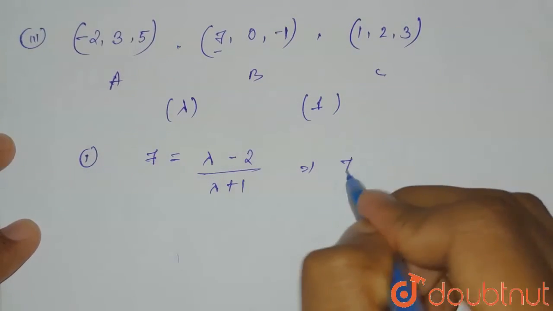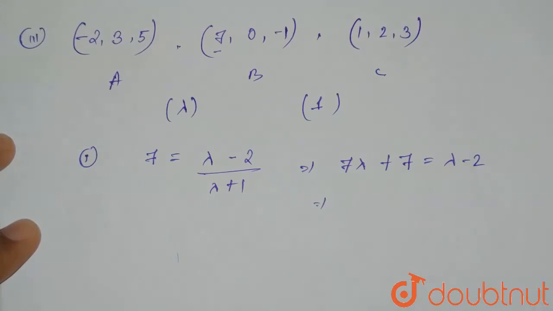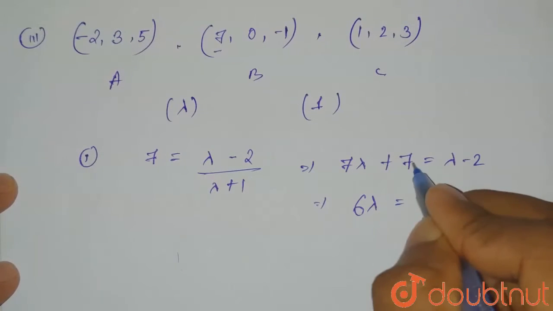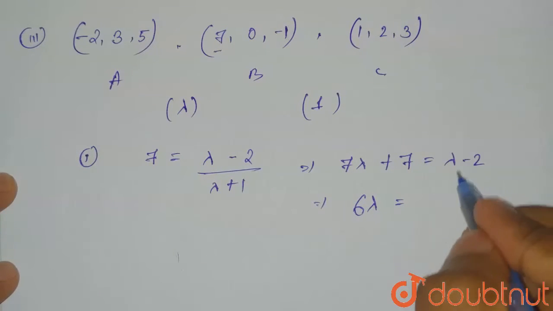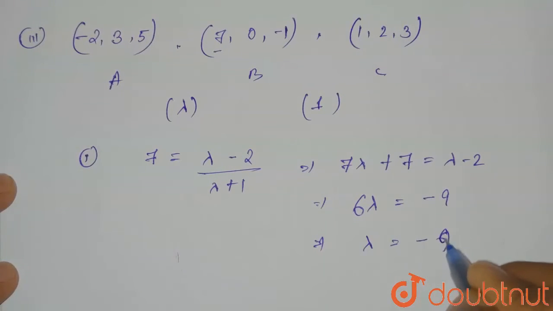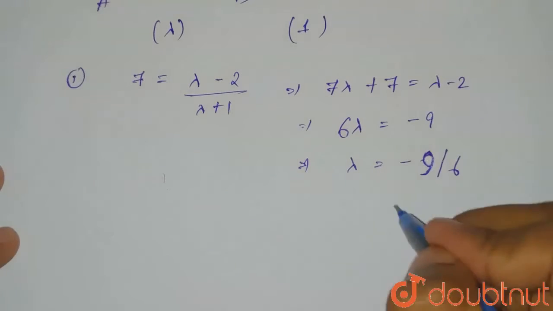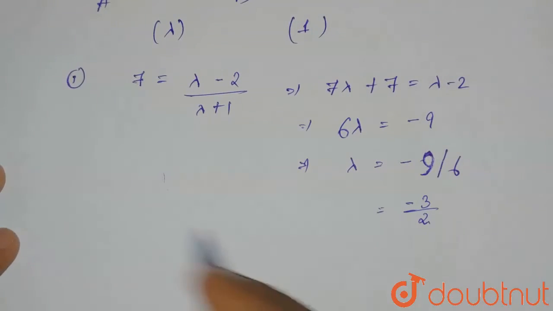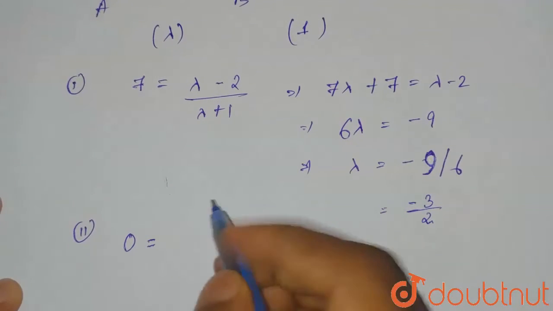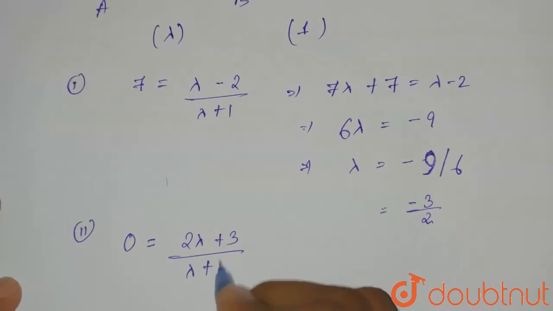Or from here it will be 7 lambda plus 7 equal to lambda minus 2, or from here we will find 7 lambda minus lambda, that means 6 lambda will be equal to 7 minus 2, on this side it will be minus 7, that means it will be minus 9. So from here you can find that lambda is equal to minus 9 divided by 6. If we divide it by 3, it will be minus 3 divided by 2. For the second part, the y coordinate, 0 will be equal to 2 lambda plus 3 divided by lambda plus 1, if we apply the formula here.